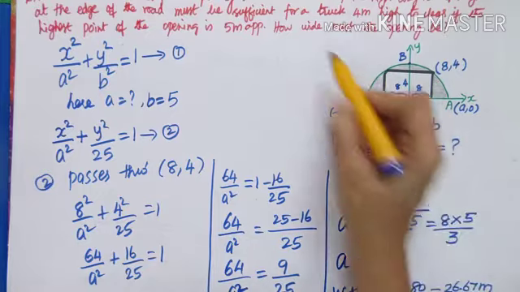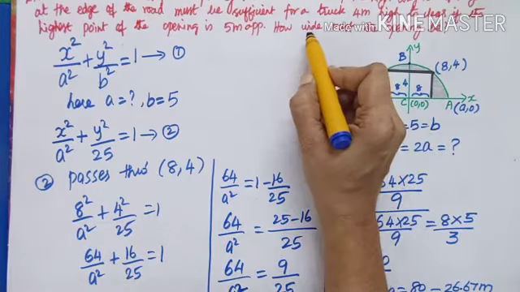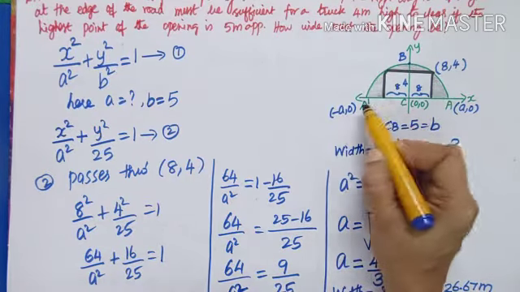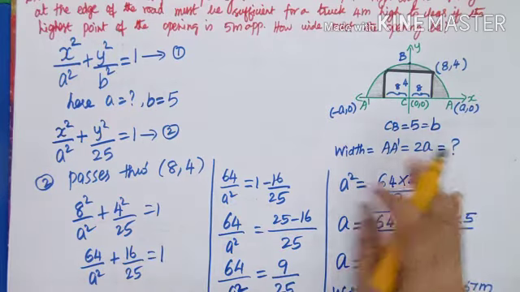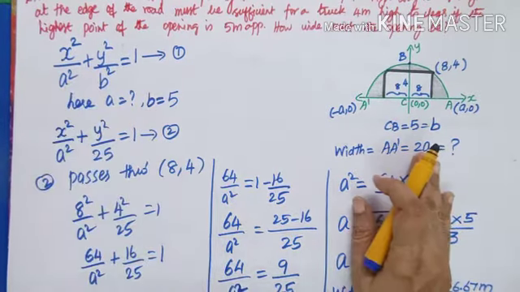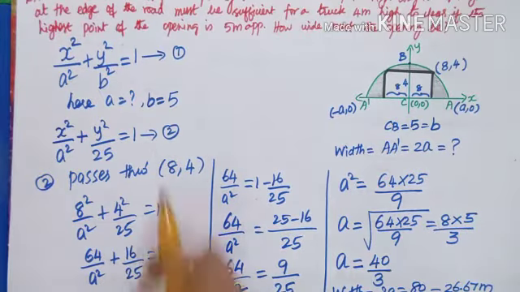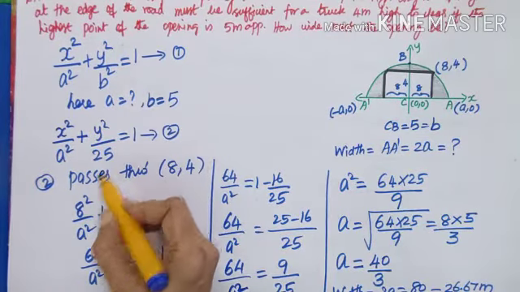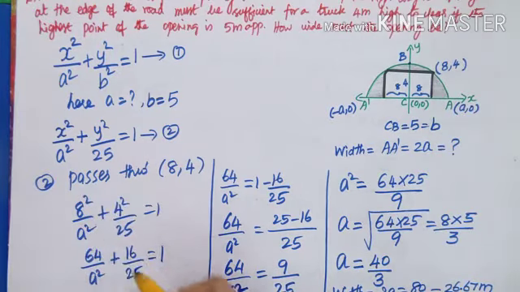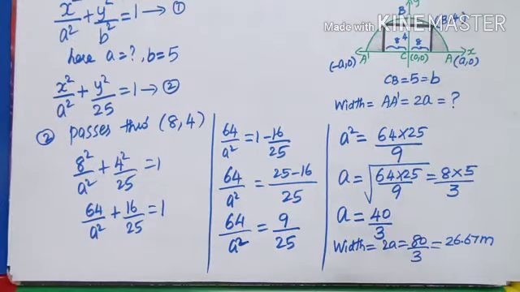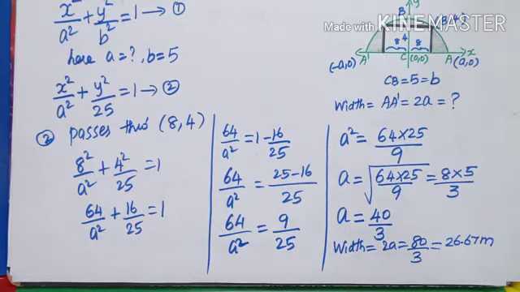Now we need to find what is the width of it. The width is nothing but 2a, and my question is 2a. So we will substitute what all we know in equation 1. b we have substituted. It is passing through the point 8, 4. As I substitute and simplify, we get the a value is 40 by 3, and so the width is nothing but 2a, which is 26.67 meters.